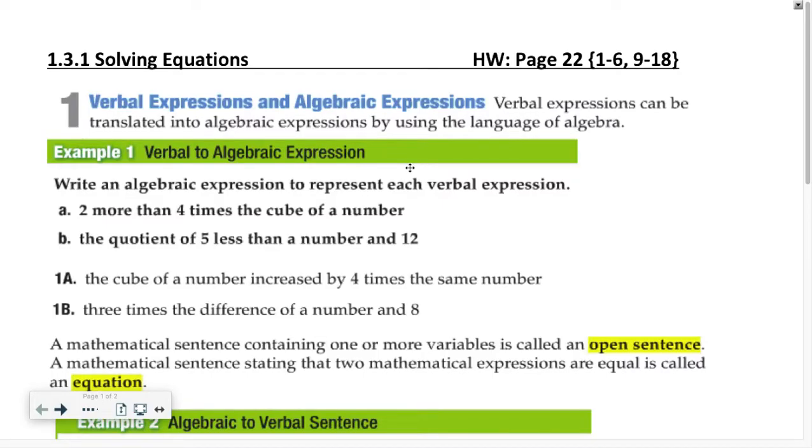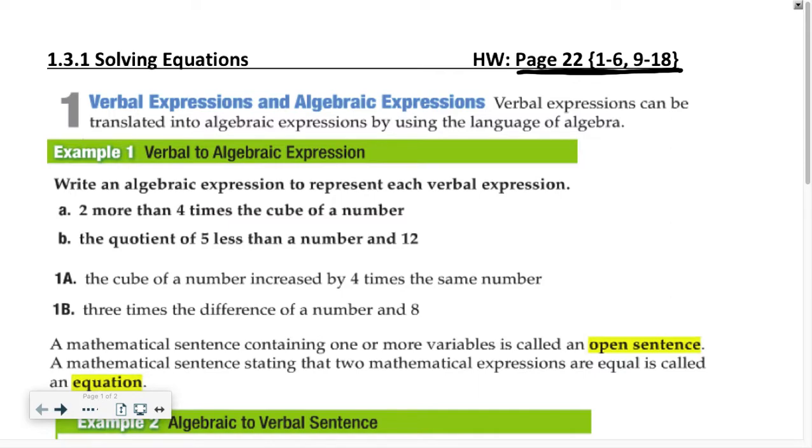Today we're looking at 1.3 part 1, solving equations. As your homework, I've put a screen capture on Facebook for the 1.3 homework. Notice the numbers you're doing: 1 to 6 and 9 to 18. Okay? So in this first part, we're trying to translate between verbal and algebraic expressions.